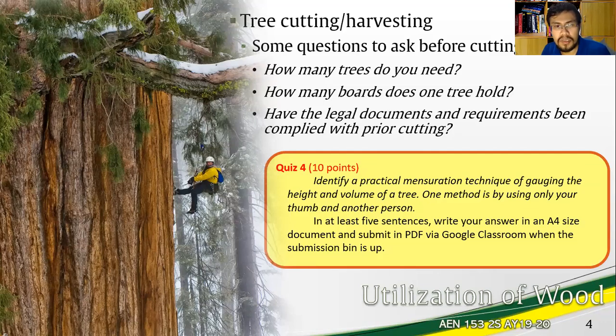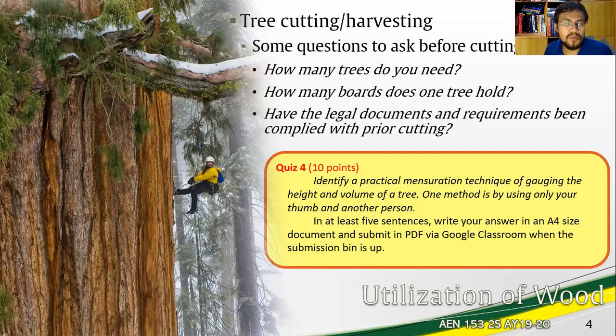So for questions 1 and 2, particularly the second question, I want you to answer the quiz given on the screen. It's for you to identify a practical mensuration technique of gauging the height and volume of a tree. By practical mensuration, I mean the use of non-traditional measuring tools. Okay, so you won't be using measuring tools. One that I've already listed is the use of your thumb and another person. So you can expound on that if you want to answer that, okay?